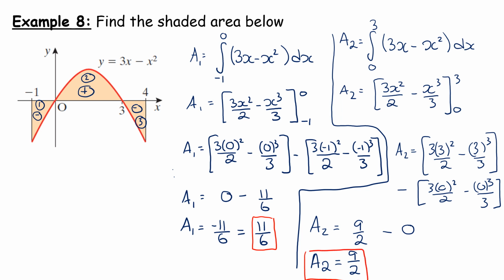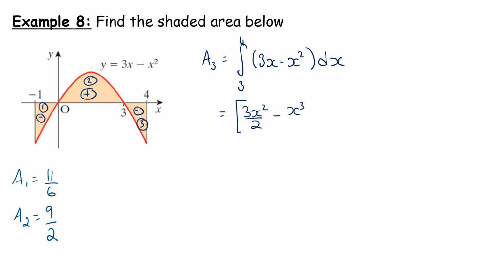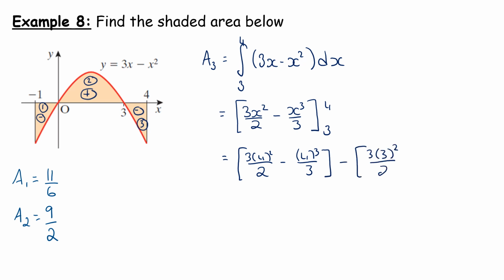And the last piece we want is our A3 piece, and then we'll add them together. A3 is going to be integrating between 3 and 4, 3x minus x squared dx. So this is going to be 3x squared divided by 2 minus x cubed over 3, and we're going to evaluate that between 3 and 4. So that is 3 times 4 squared over 2 minus 4 cubed over 3, and then we're going to take away in that second bracket 3 times 3 squared over 2 minus 3 cubed over 3.